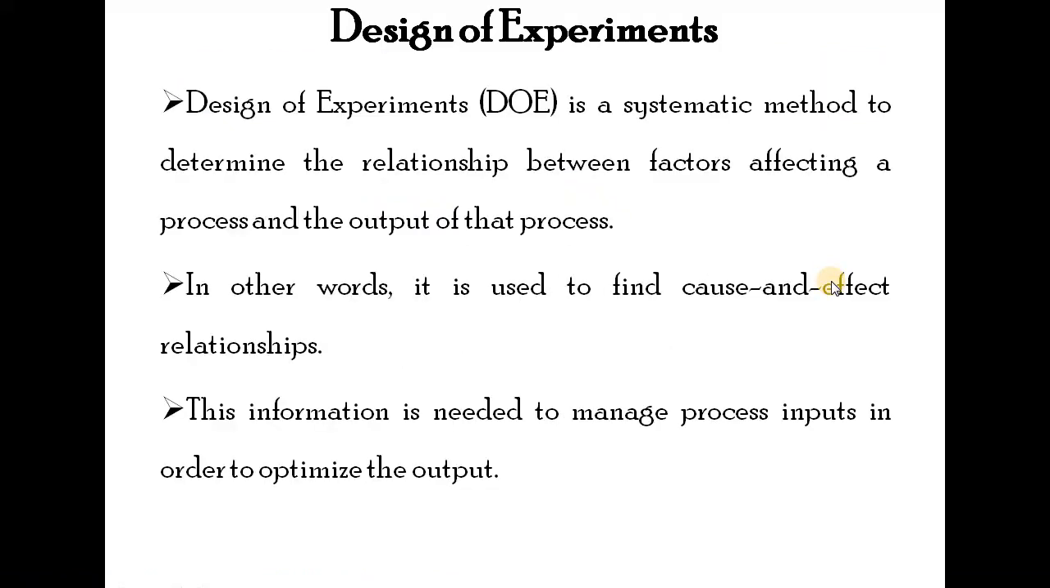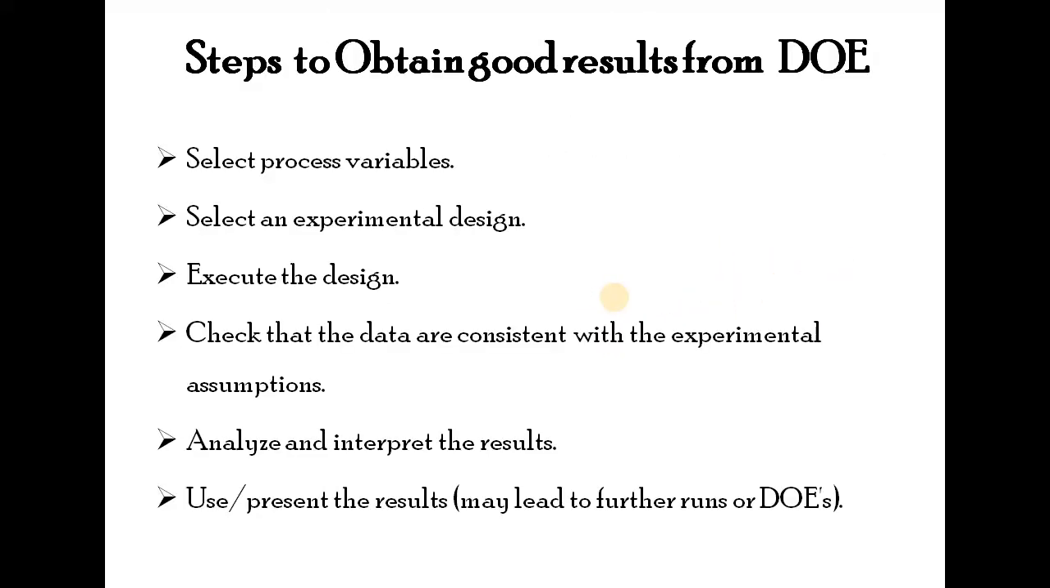Design of experiments is a systematic method to determine the relationship between factors affecting a process and the output of that process. In other words, it is used to find the cause and effect relationships. This information is needed to manage process inputs in order to optimize the outputs.